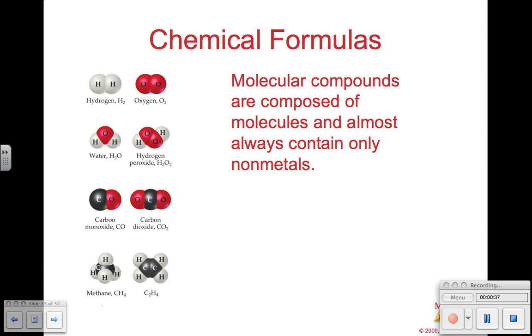Molecular compounds are composed of molecules and almost always contain only nonmetals. So when we talk about molecules, we're referring to just nonmetals combining together to form substances.